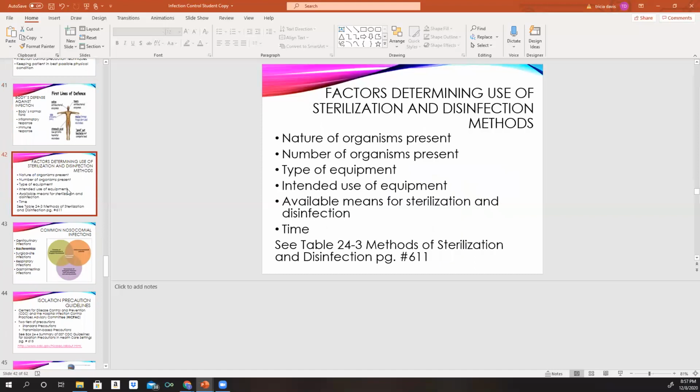All right, so there are factors that determine the use of sterilization and what type of disinfection methods we use. The first one is the nature of the organisms that are present. So the CDC recommends that all supplies, linens, and equipment in every healthcare setting should be treated as if the patient were infectious. Some organisms are easily destroyed, whereas others can withstand certain common sterilization and disinfection methods.